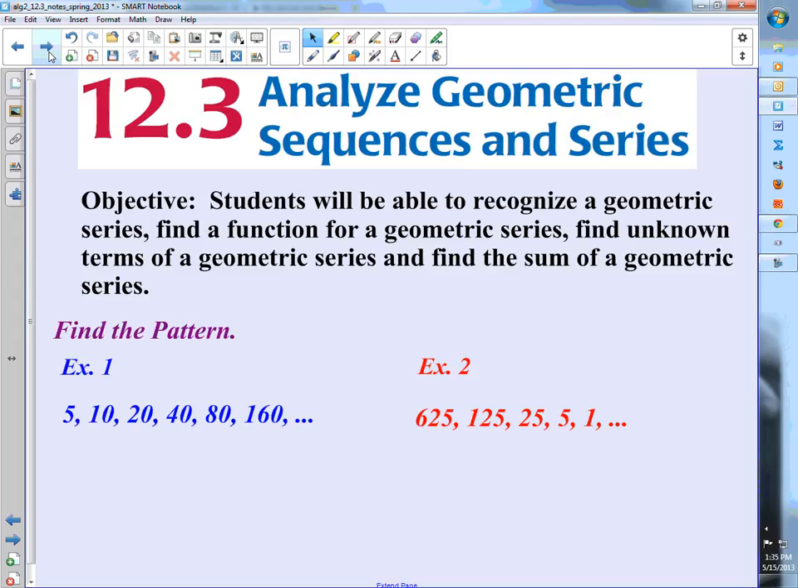Yeah, let's do it. Example 1. All right. The next one would be 320, and how are we generating the terms? It's just multiply by 2. Okay, so each term is twice the previous term. 2 times 40, 2 times 80, so 2 times 160 will generate 320.